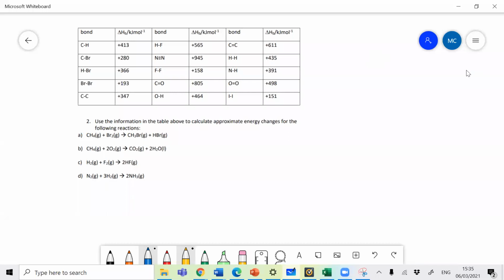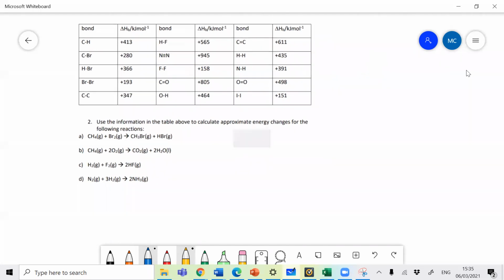So now you can work a couple of questions on your own. Remember, for the organic chemistry compounds, CH4, CH3Br, do the structural formula. It will help you visualize what kind of bonds you've got. Okay, and you can try this out.